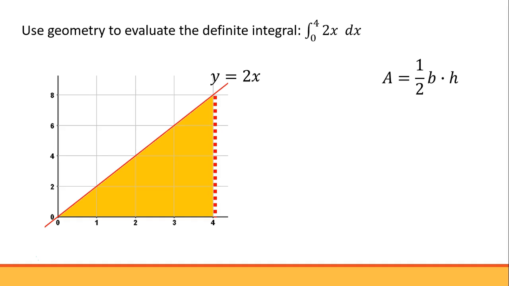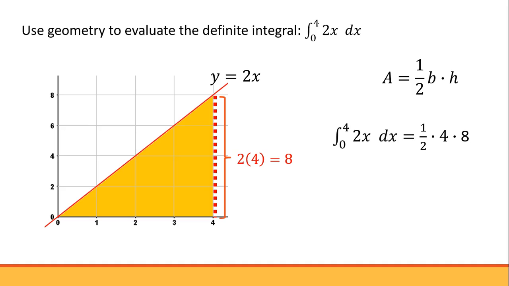The height of the triangle is the same as the value of the function when x is 4. So the height is 2 times 4, which is 8. The base of the triangle runs from 0 to 4. So the base of the triangle has a width of 4, which means our area is 1/2 times 4 times 8, or 16 square units. So the value of the integral from 0 to 4 of 2x dx equals 16.